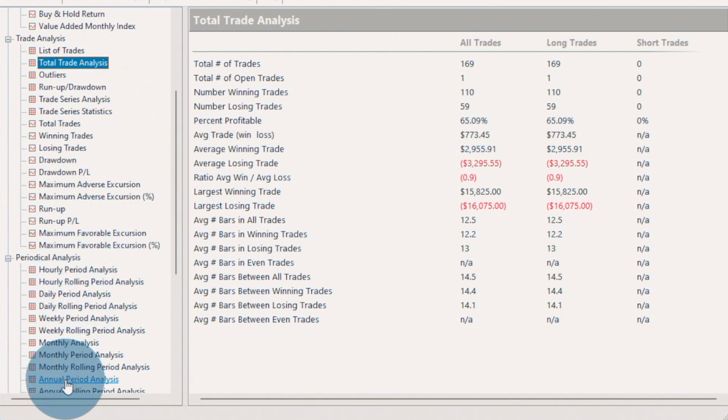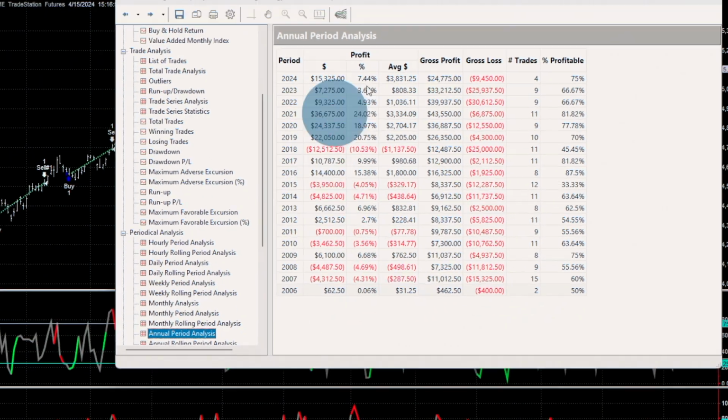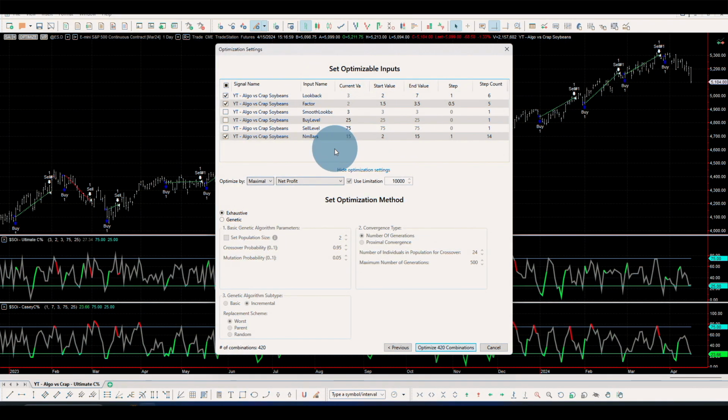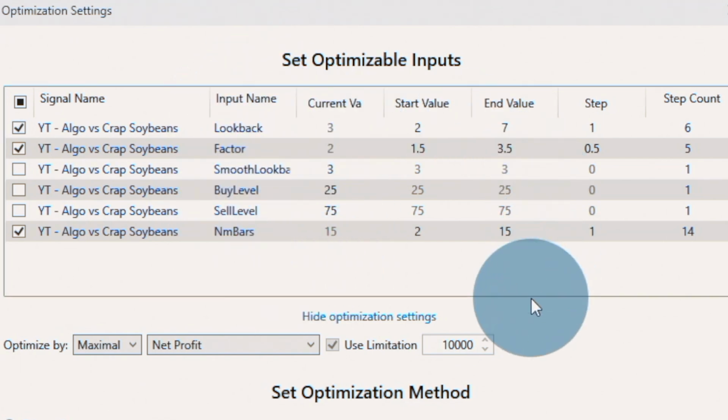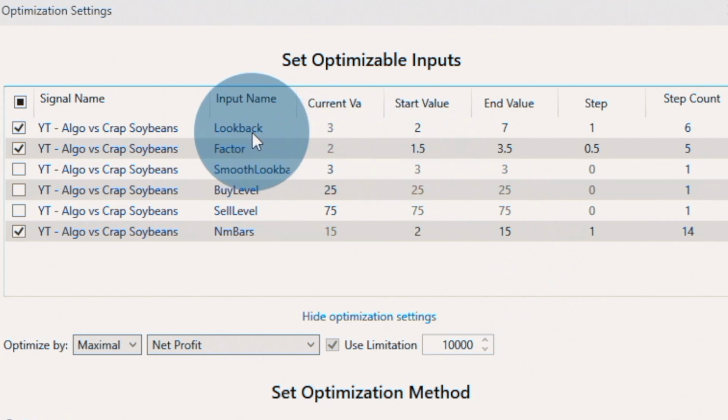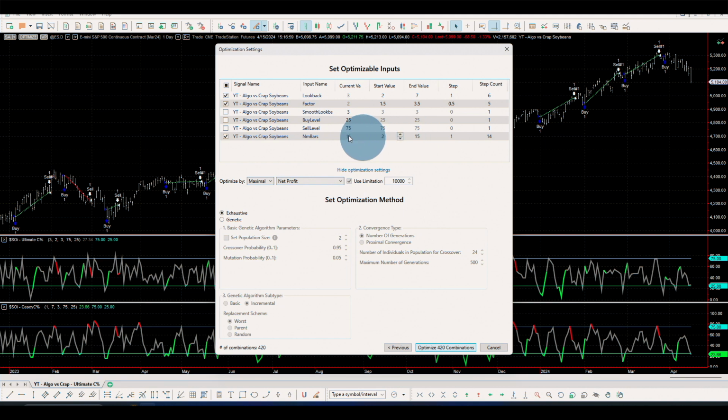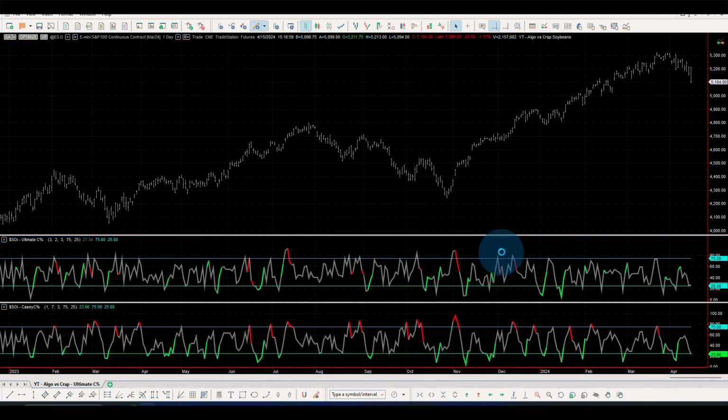And then if we look at the annual period analysis, this is what we get. Now for the ultimate C, we have 6 variables: the look back, the factor for the weighting, and the smoothing average, and then we have the buy level, sell level, and number of bars to exit. So I'm not going to play with the smoothing average and the buy level and sell level, just to make it more robust and easy to figure out. So we are only going to optimize the look back, the factor, and the number of bars to exit on top of the sell level. So it's about 420 strategies.